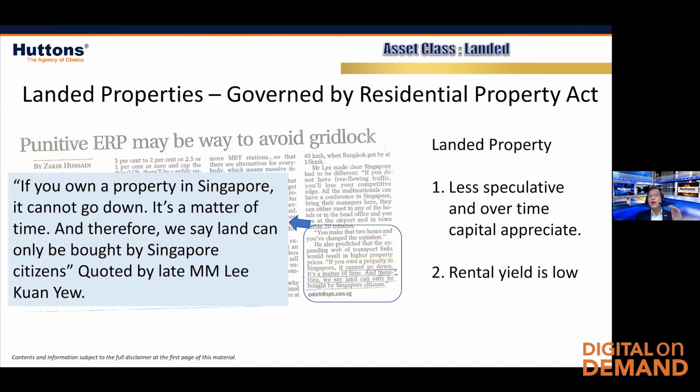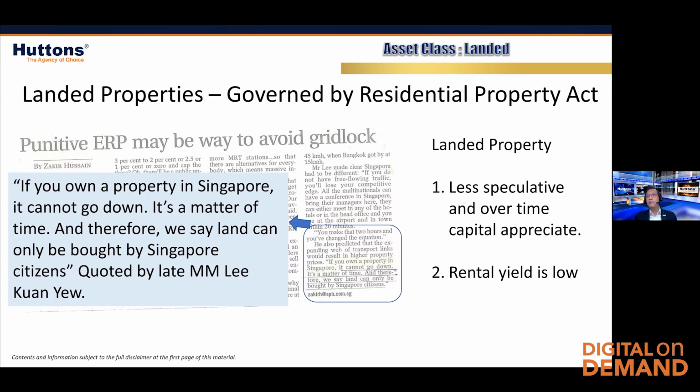First, it is less speculative because it is governed by the Residential Property Act. What does the Residential Property Act cover? It basically covers the fact that foreigners cannot own Singapore landed property unless you have permission from the Minister of Law, which is unless you have a major economic contribution, you're a PR. If not, the chances of you even getting an approval from the Land Dealings Approval Unit are going to be extremely slim.